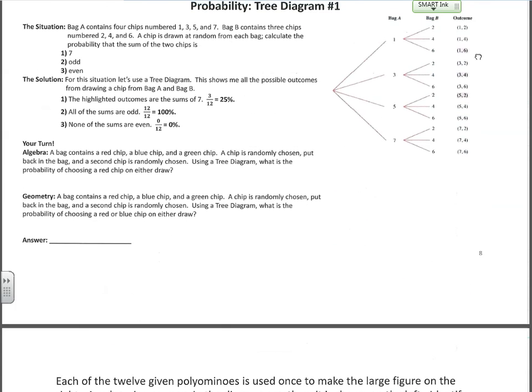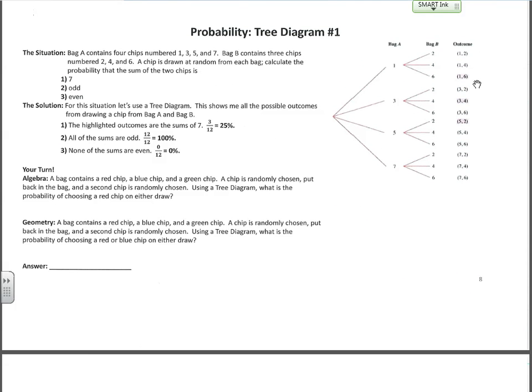We have our probability tree here, which we did talk about in algebra. Your question for this: a bag contains a red chip, a blue chip, and a green chip, so the same starting situation. A chip is randomly chosen, put back in the bag, and a second chip is randomly chosen. Using a tree diagram, what is the probability of choosing a red or blue chip on either draw? So your probability tree is going to look the same as it does for algebra as far as all of your possible outcomes. But the successful outcomes are going to be different. In the first one, it's just the probability of choosing a red chip on either draw. In this one, it's choosing a red or blue chip.